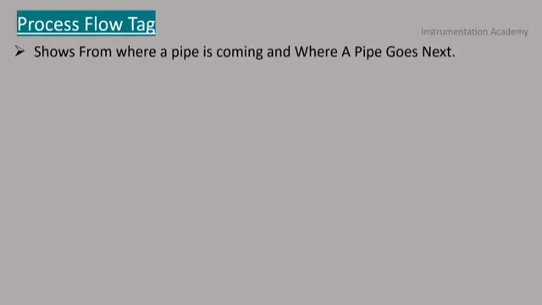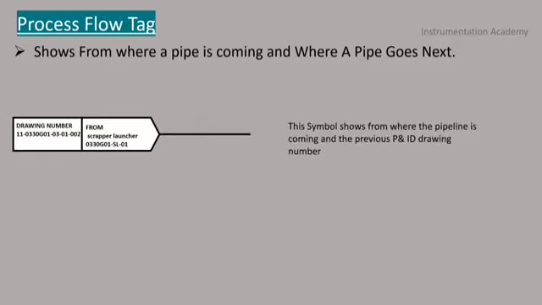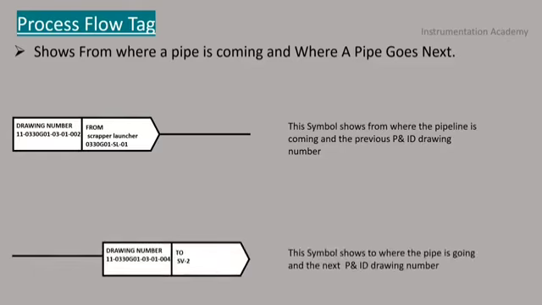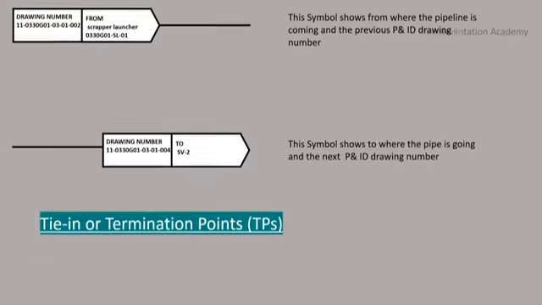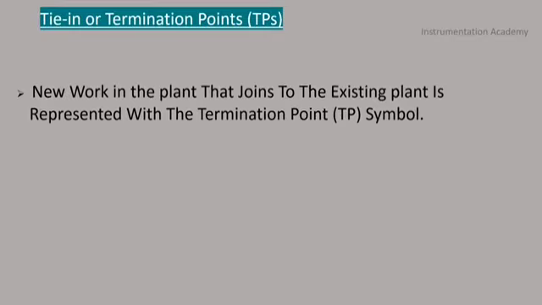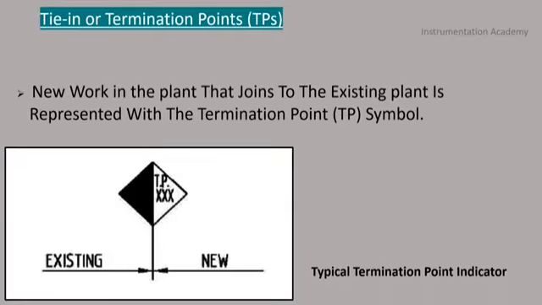Many drawings are needed to represent an entire plant, so a method for showing where a pipe goes next appears in every drawing. That is the process flow tag. This symbol shows from where the pipeline is coming and the previous P&ID drawing number. This symbol shows to where the pipe is going and the next P&ID drawing number. Tie-in or termination point. New work in a plant that joins to the existing plant is represented with the termination point.